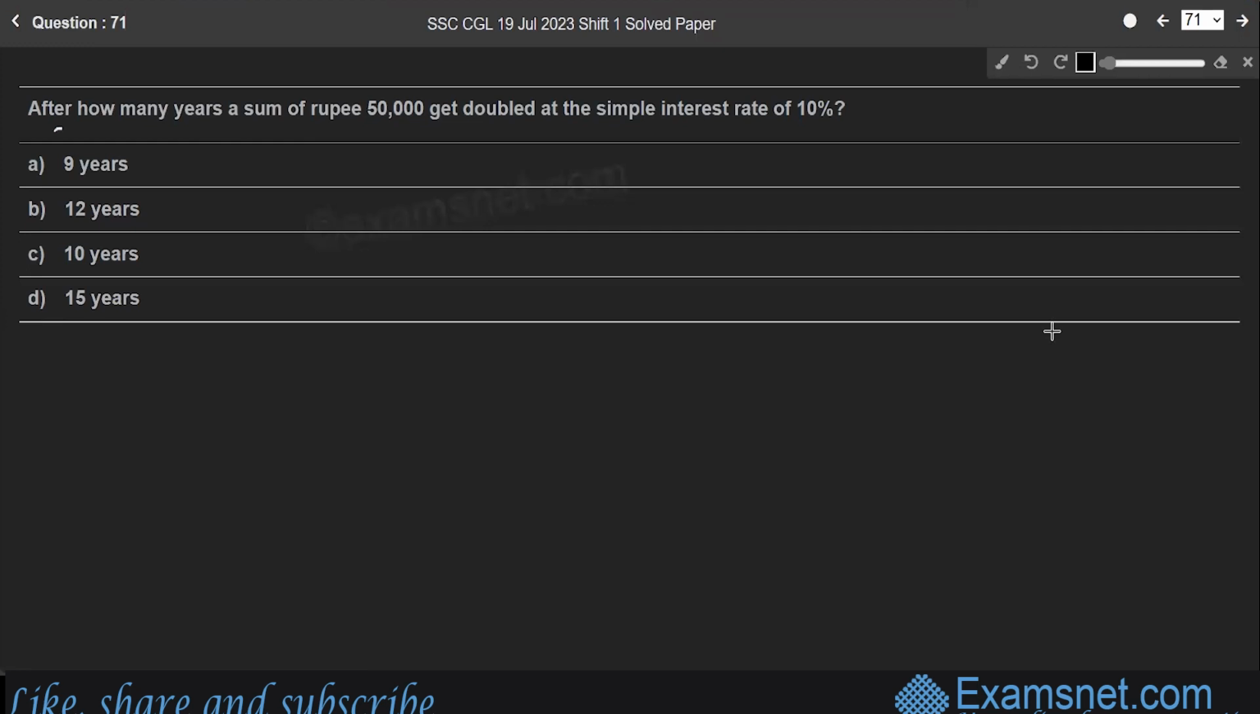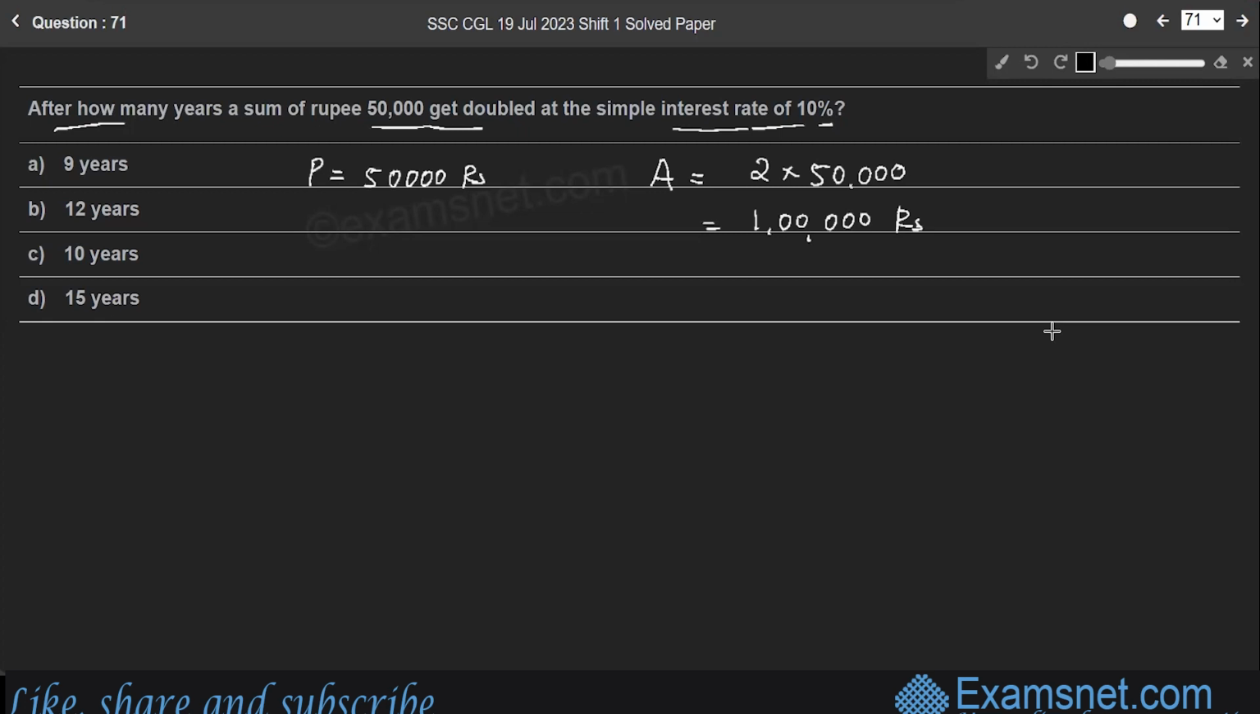Question 71. After how many years a sum of rupees 50,000 gets doubled at the simple interest rate of 10%? Here the sum is given, so principal is 50,000. After how many years does it get doubled? Doubled means the amount one is going to receive is 2 times the principal in this case, which is 1 lakh rupees.